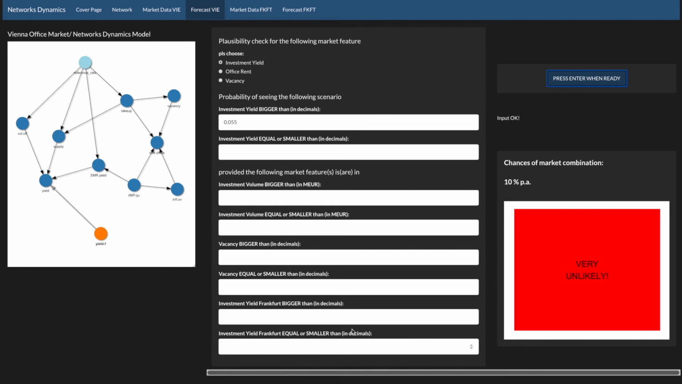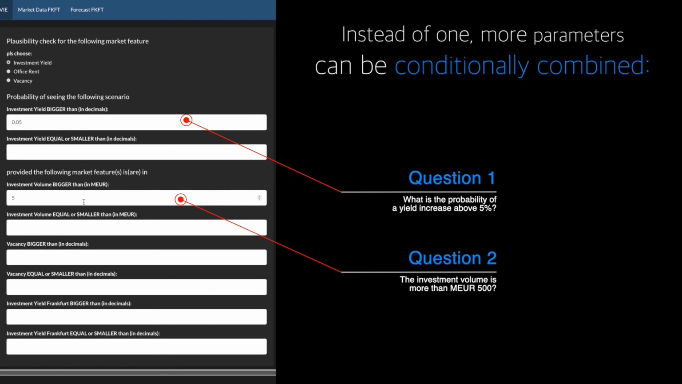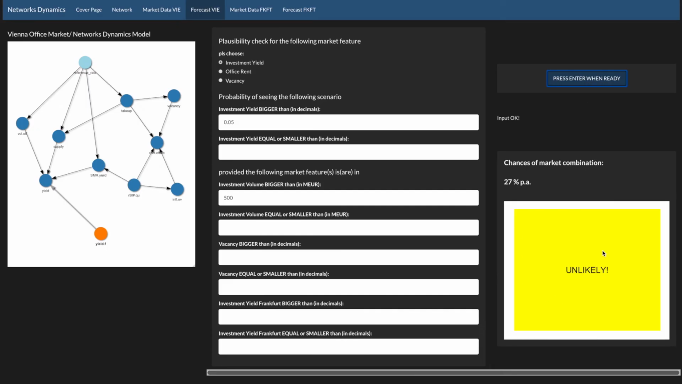And what you can do here in this input part is that you can combine those market features. So it's not only that I ask what is my probability that I have a yield increase, but I can also ask what is my probability that I have a yield increase above a certain amount, provided that something else happens. And in this case, I ask, for example, what is my probability that I have a yield increase of above 5% in case my investment volume is more than 500 million. I press enter, it calculates, and I have a chance of 27%, so more an unlikely case that this will happen.